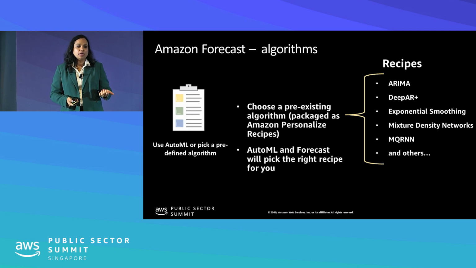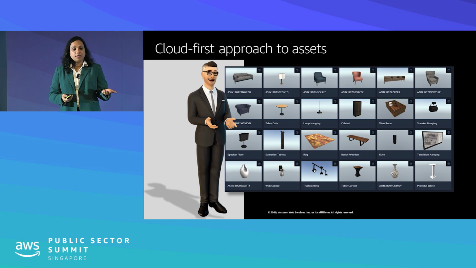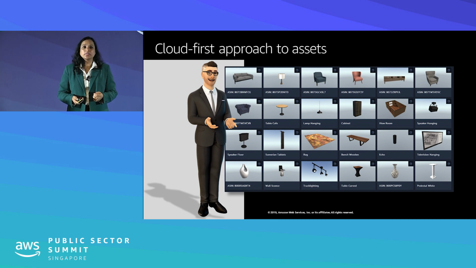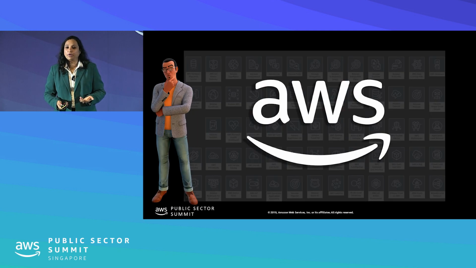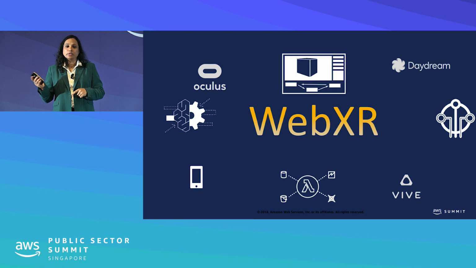So you can look at Forecast, the algorithms which are there. We are talking about Sumerian, how you can build 3D virtual tours and stuff. It's talking about the cloud-first approach to assets. How do you quickly build those scenes? These are natively integrated with various AWS services, and especially with services like Polly and Lex, which are essential to building these kinds of demos or solutions for yourself. The beauty of this is, in case you noticed, that this is based on WebXR, which means it is device independent. So all I was doing was running it from a browser. As long as I have a browser, I was able to run this. So it makes it device independent.